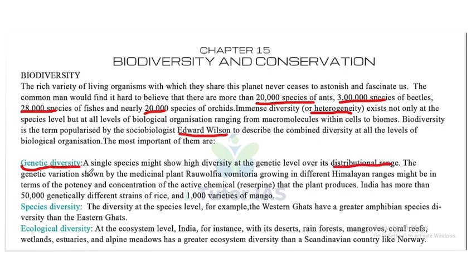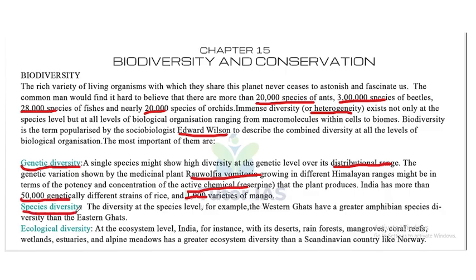Now let's understand this with an example. The genetic variation shown by the medicinal plant Rauwolfia vomitoria, just take a note of this name, that is growing in different Himalayan ranges, might be in terms of its potency and concentration of the active chemical reserpine, which is used for various medicinal purposes. India has more than 50,000 genetically different strains of rice and 1,000 varieties of mango.